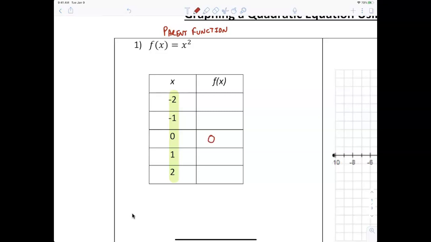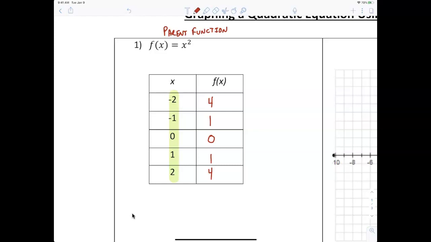So if I plug 0 in, you would know that 0 squared is 0. And if I do 1 squared, that would be 1. And then if I do 2 squared, that would be 4. If I do negative 1 squared, that is also 1. And if I do negative 2 squared, that would also be 4.